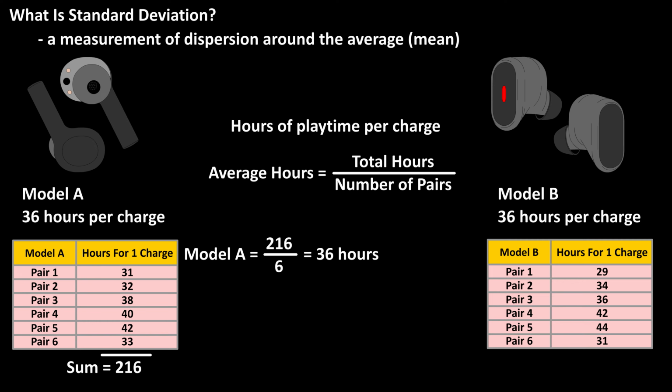Next, we look at the chart for Model B, which is listed here. Now we go through the same process to find the average. Sum them up to get 216, then divide by the number of pairs, which is 6, and get 36 hours as the average, which again is what the manufacturer claimed. So now we might think that this is a draw. Both pairs of earbuds have the same average playtime. But if we calculate the standard deviation, it will show that this is not true.